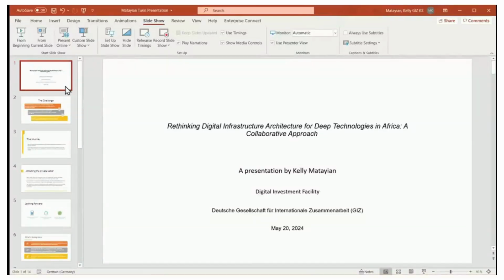The paper is Rethinking Digital Infrastructure Architecture for Deep Technologies in Africa, and here I am proposing a collaborative approach. This topic really focuses on a political perspective. We are not going into the details of the architecture of the systems, but I am focused on digital infrastructure and specifically midline. So here we are talking about data center and computing capabilities.